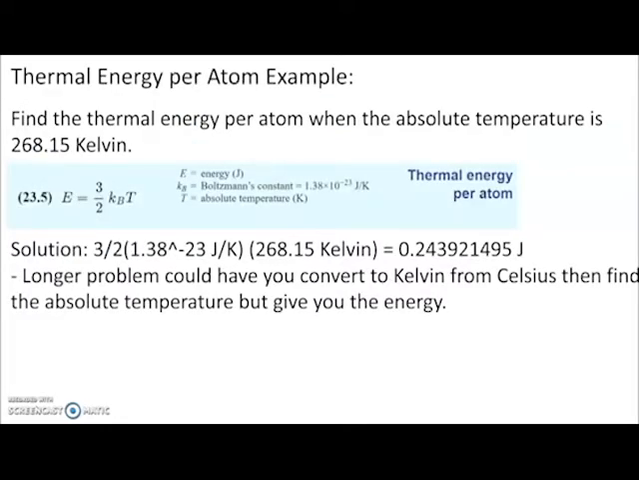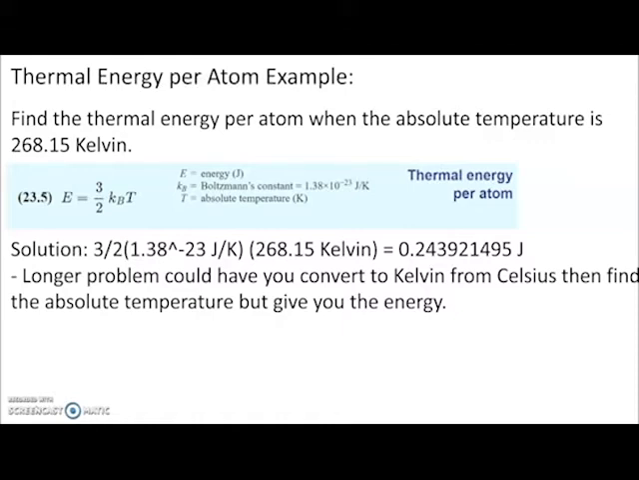Now, earlier in the video we discussed thermal energy. This is particularly important because now we are going to figure out mathematically how to find the amount of thermal energy per atom, and that applies to all different types of matter. To find the thermal energy per atom when the absolute temperature is approximately 268.15 Kelvin, we're going to use this equation provided by Essential Physics.